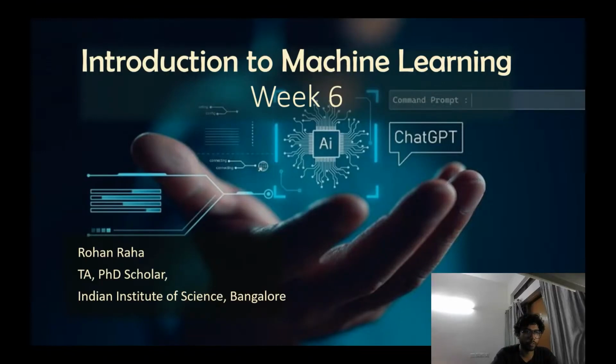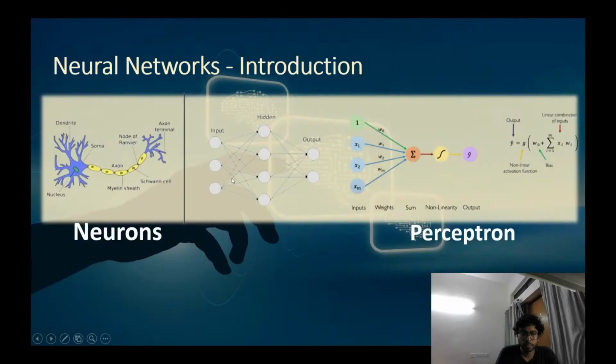Let me go ahead with this lecture, and then we can have questions. So, what are neural networks? We'll start from the very basics. Neural networks have their origin in the neurons of our brains.